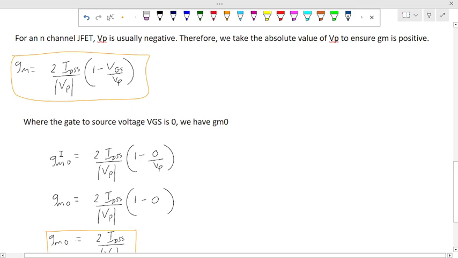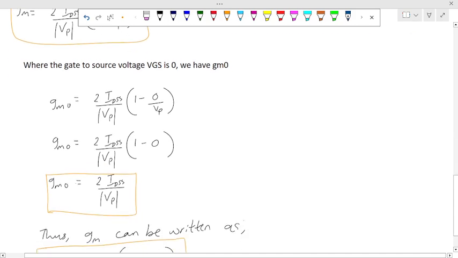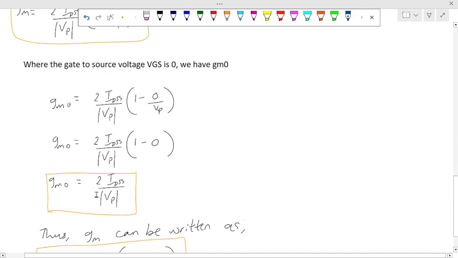Now where the gate to source voltage VGS is 0, we call GM, GMO. We take it as GMO. To calculate GMO, it means here is 0. Look at it, if you make there 0, this part will be 0, and here will be 1. So everything here will just be 1. So 1 times everything here, you have GMO as just this part. Are we seeing it now?